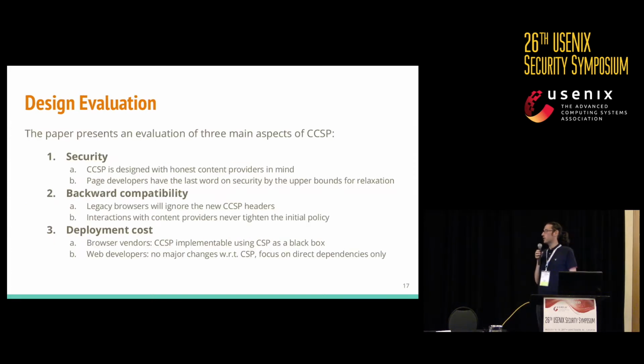In the paper, you can see an evaluation of 3 different aspects of CCSP. I don't have time to go in full detail here, but I want to mention some points. So we have a security analysis, where essentially we analyze CCSP with honest content providers in mind, which is essentially the same threat model as CSP, because if the providers are malicious, also CSP does not provide good security guarantees. And we show that developers have the last word on security, thanks to the upper bound policy relaxation mechanism we propose, which looks pretty obvious, but in fact the enforcement model is not so straightforward as I mentioned. You can check the paper to understand what I mean.